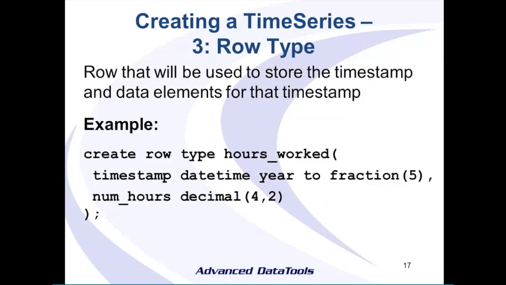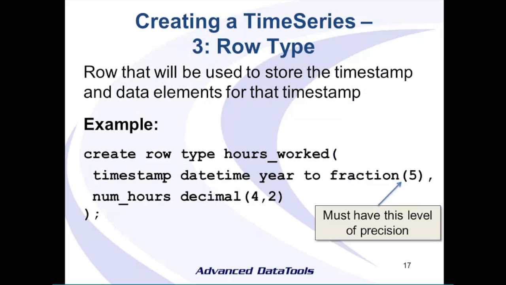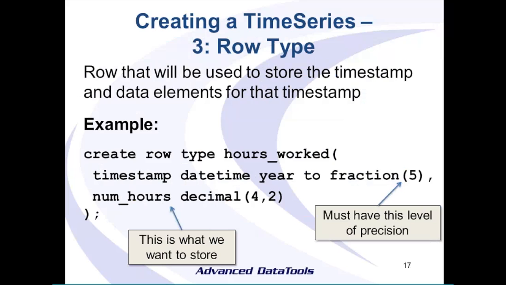Okay, the third step, we create a special row type. This is where we say what data we really want to store. So I'm creating a row type, here it's called hours worked. I've got my timestamp in here, and this has to be of this precision. We have to go down to a fraction of a second to 5 decimals. And then we store the data element. Here I'm storing the number of hours, just a decimal value. So that's the data we're really looking to store here.